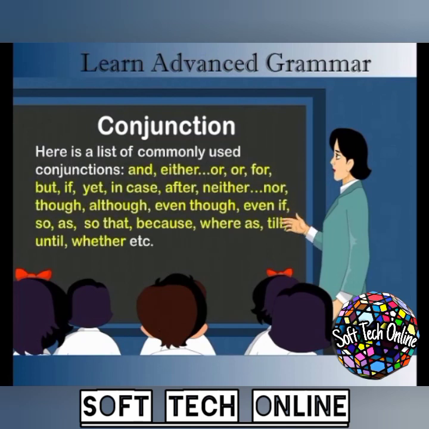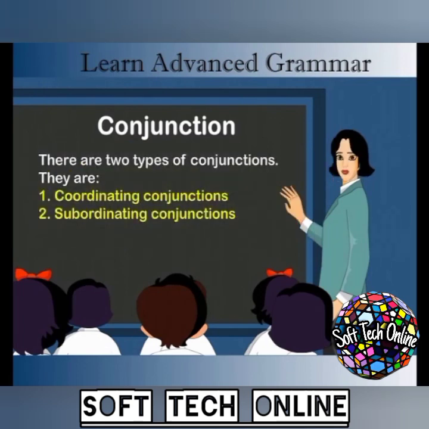Here is a list of commonly used conjunctions: and, either, or, for, but, if, yet, in case, after, neither, nor, though, although, even though, even if, so, as, so that, because, whereas, till, until, whether, etc. There are two types of conjunctions. They are coordinating conjunctions and subordinating conjunctions.